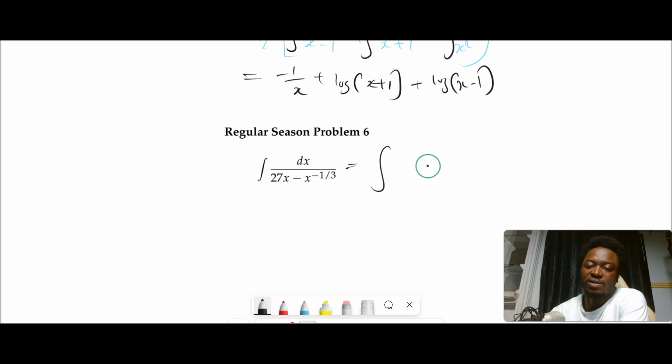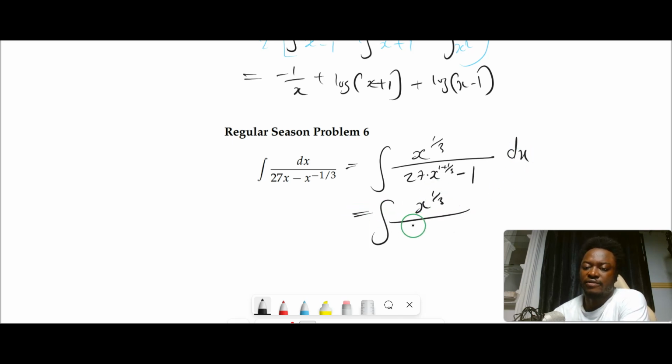Then we'll do x to the power of 1/3, and then at the bottom you get 27 times x to the power of 1 plus 1/3, and then minus 1, dx. So you get x to the 1/3, and then you divide by 27 x to the power of 4/3 minus 1.